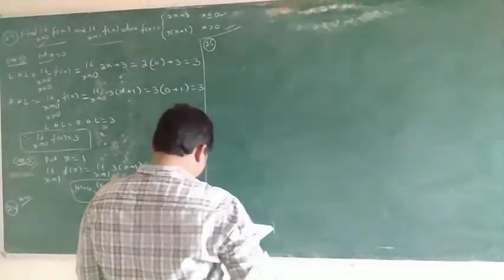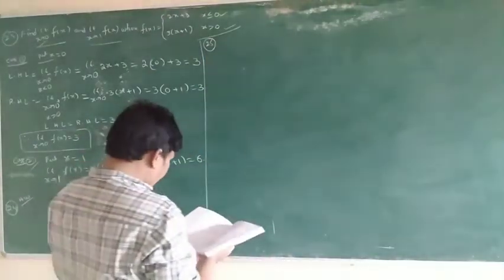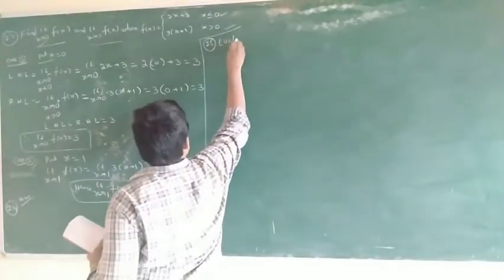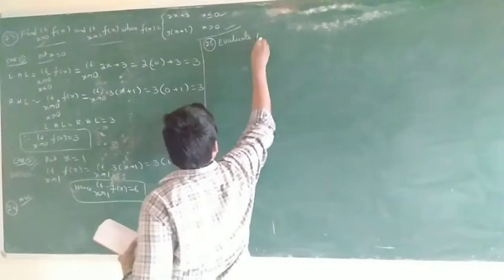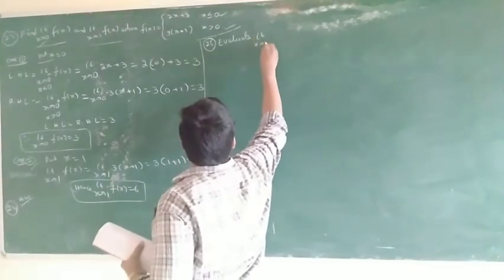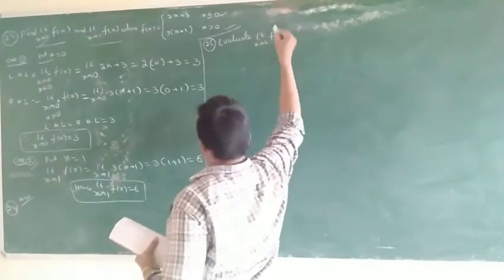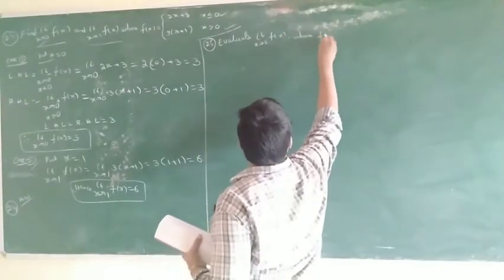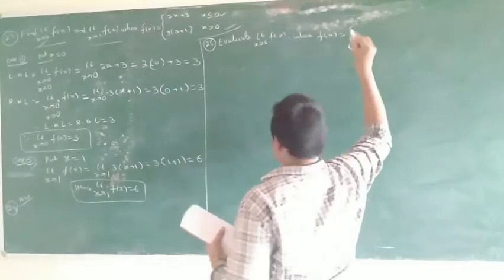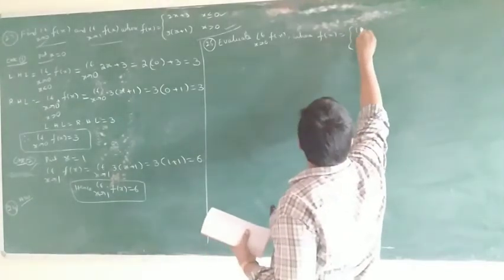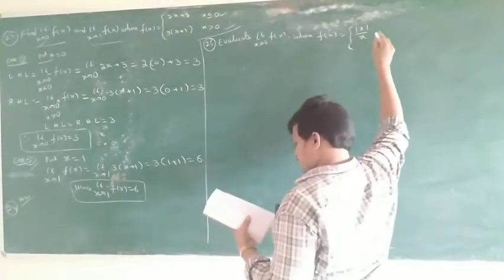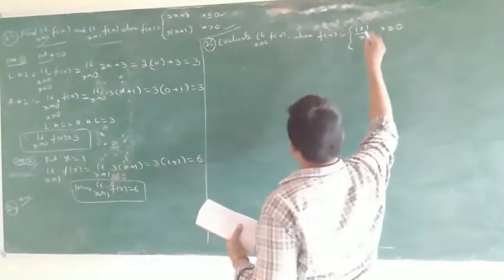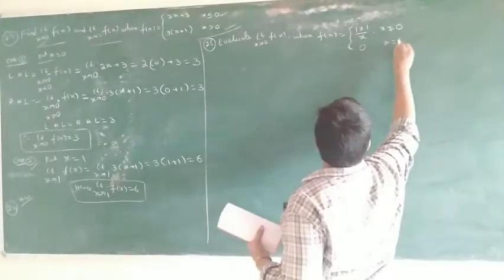25th problem. Evaluate limit x tends to 0, f of x, where f of x is equal to mod x by x, x not equal to 0, and 0, x is equal to 0.